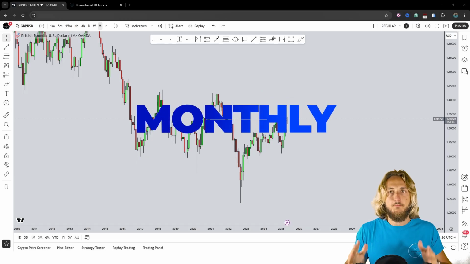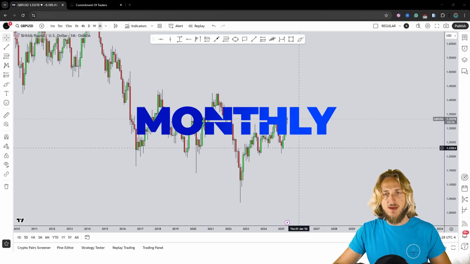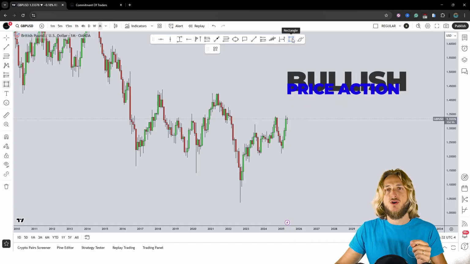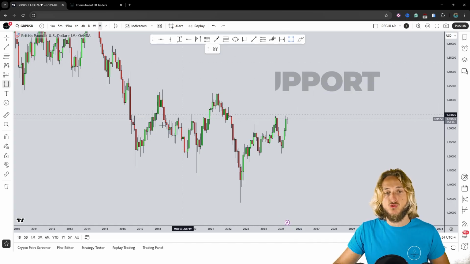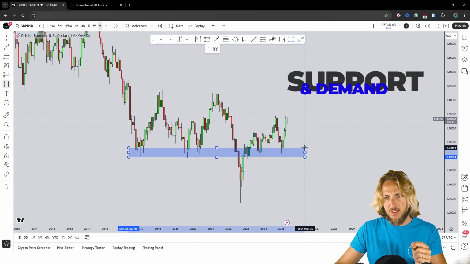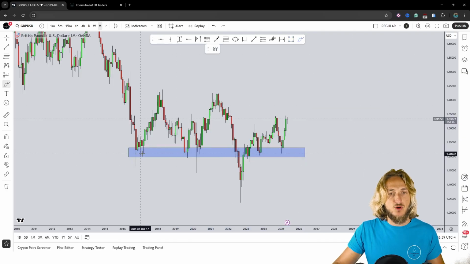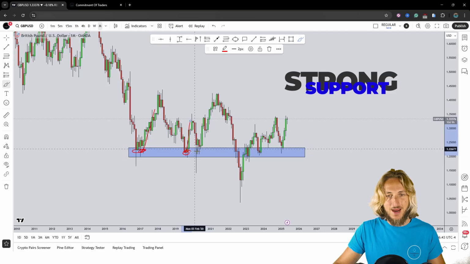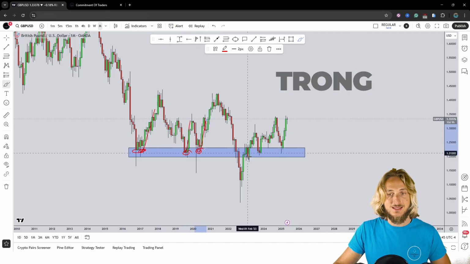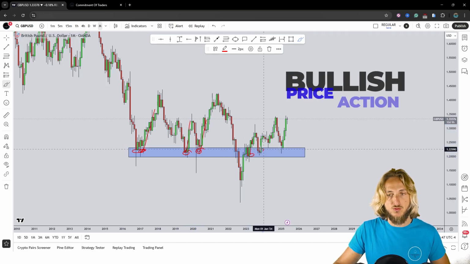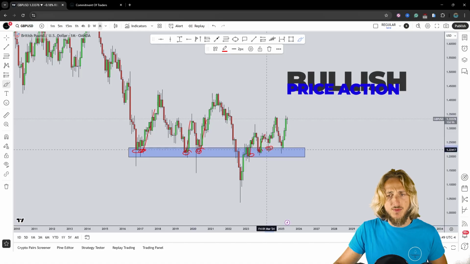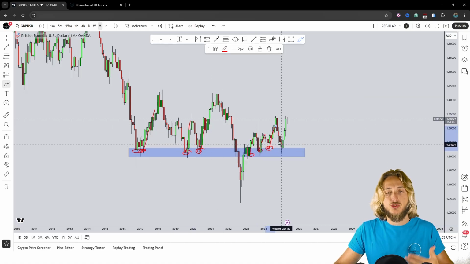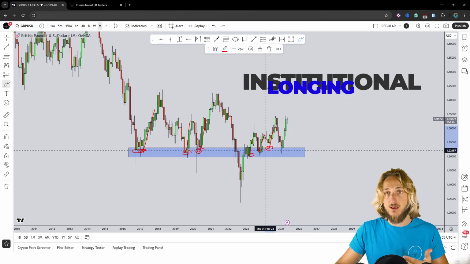Starting here from the monthly time frame, what we can see is that we have a market which at the moment is rejecting to the upside a quite strong historical monthly support and demand area. In fact, what we know is that from here, all these previous rejections to the upside were created. Every time the market tested this zone, it rejected it to the upside quite aggressively. And what this shows is that when the market is testing this zone, strong institutional buying happens.